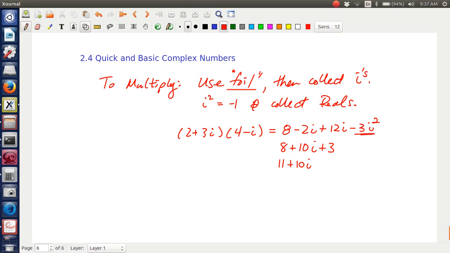Except that's not what I got. I got 5 plus, so did I make a mistake? Let me double check. Yeah, it's correct here. It's wrong in my notes, so I guess I'll correct my notes before I circulate them.